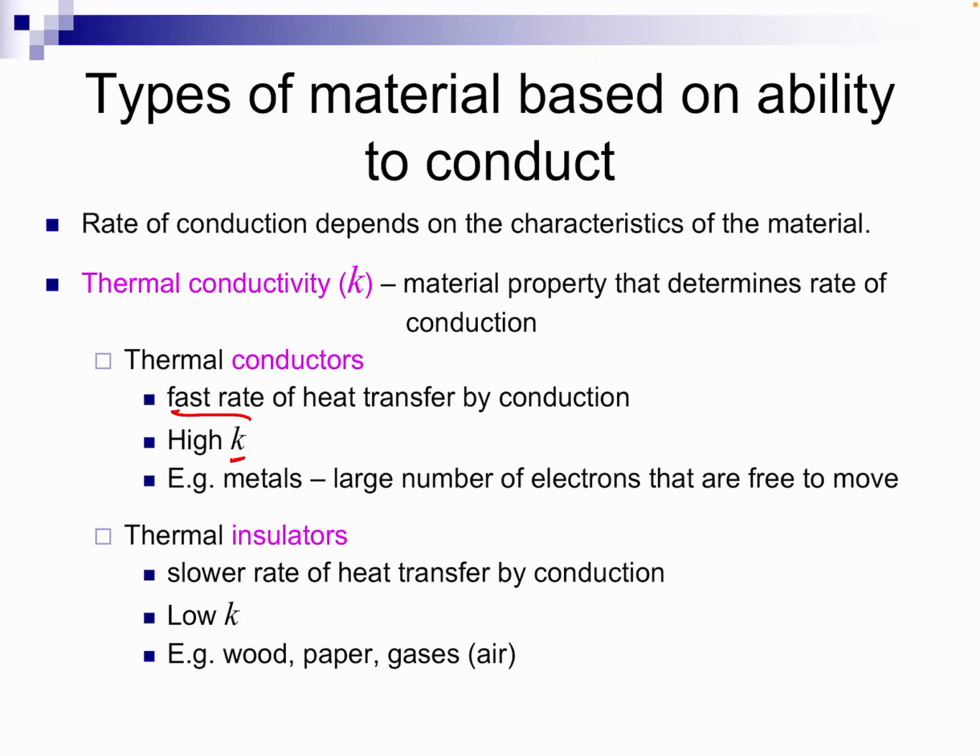So intuitively, or based on experience, we know that metals are good thermal conductors. The second kind of materials we can classify are thermal insulators. Thermal insulators conduct heat slower compared to thermal conductors, and that's because thermal insulators have a low thermal conductivity. So thermal conductivity determines the rate of conduction, meaning how fast energy is transferred by conduction.